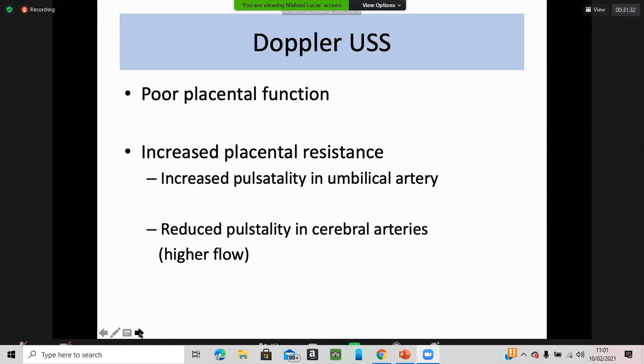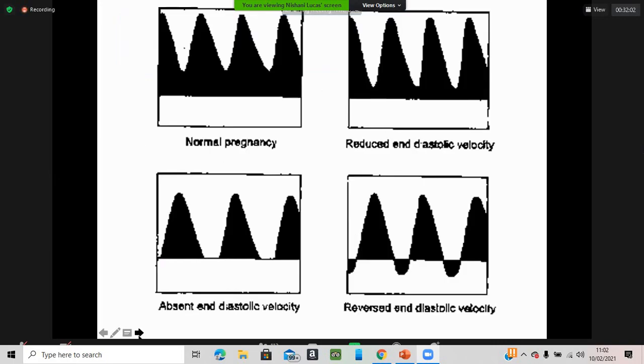So the Doppler ultrasound is what is used to check the flows. This can be used to check the blood flow to the placenta. It is used to detect poor placental function as well as increased placental resistance. What is checked is the pulsatility of the umbilical artery. Increased placental resistance entails increased pulsatility of the umbilical artery as well as reduced pulsatility in the cerebral arteries. You may have already done this, or if not, you will be doing this, right?